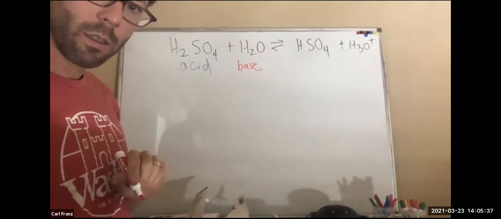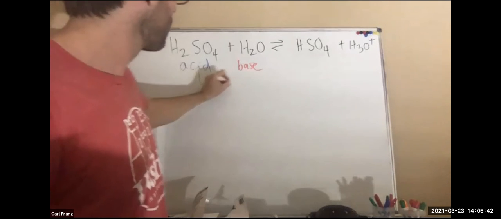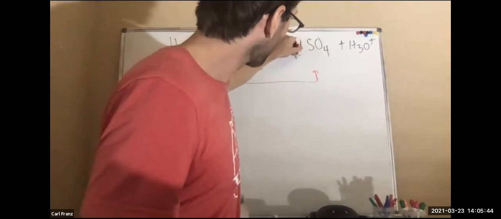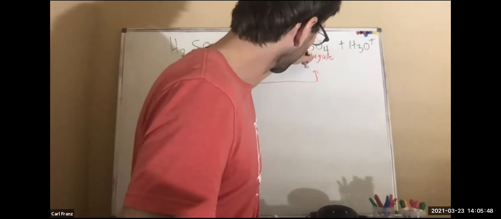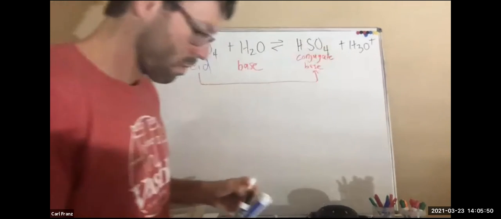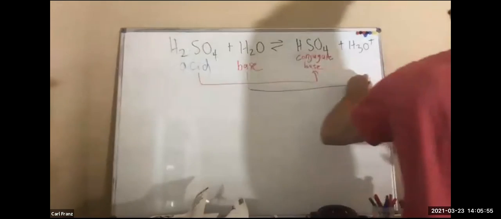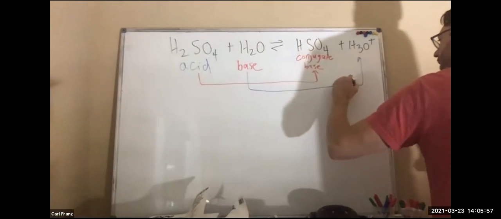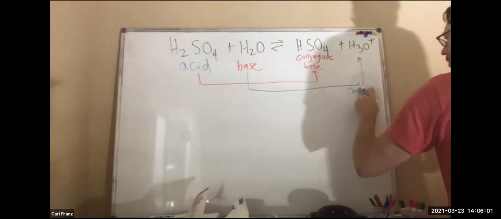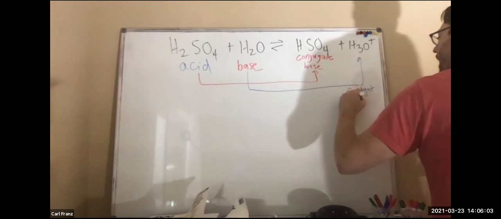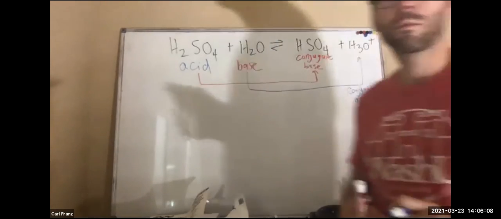All right. And so if this is the acid, this must be the conjugate base. And if water is the base, then H3O must be the conjugate acid. Okay.